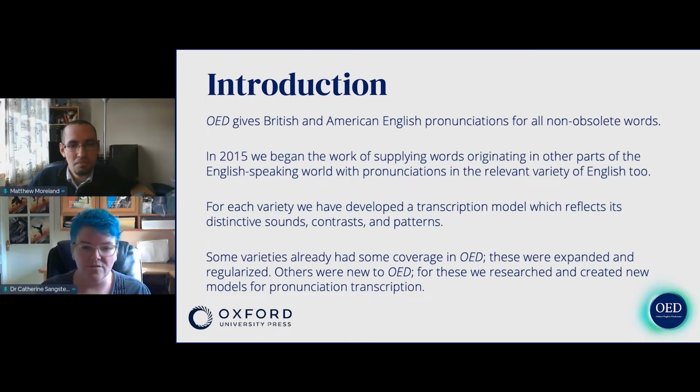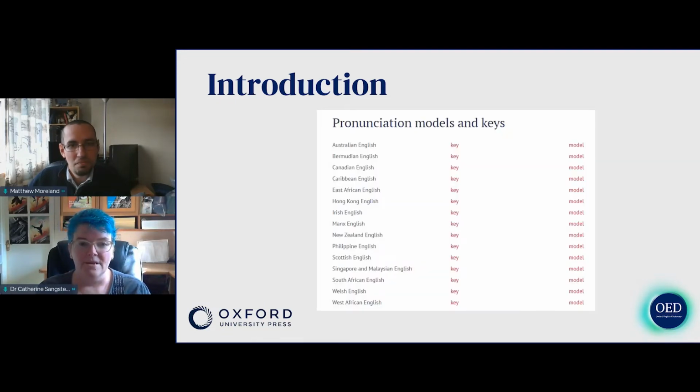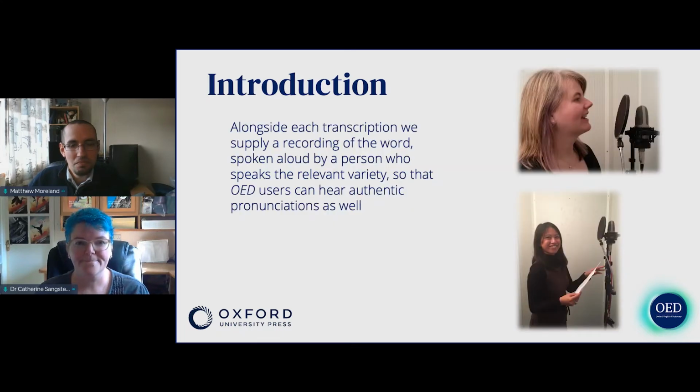Here is the list of all of the World Englishes that we currently cover. So Australian English, Bermudian English, Canadian English, Caribbean English, East African English, Hong Kong English, Irish English, Manx English, New Zealand English, Philippine English, Scottish English, Singapore and Malaysian English, South African English, Welsh English, and West African English. And you can see the keys and the models for each of these varieties at the link that I shared at the start of the talk.